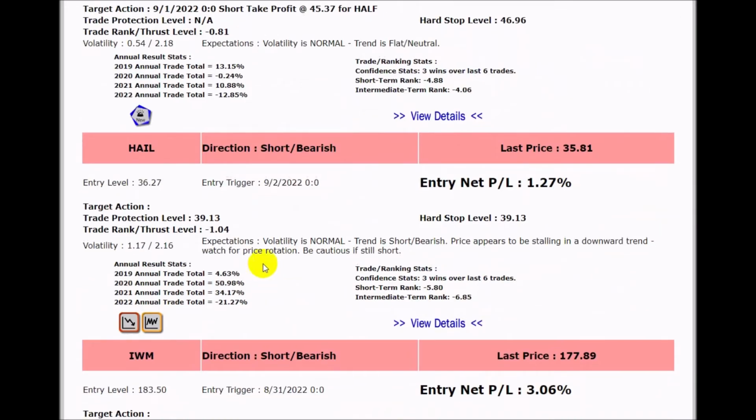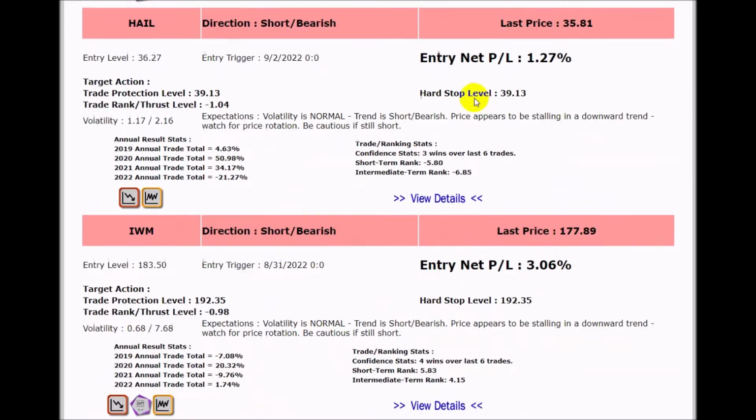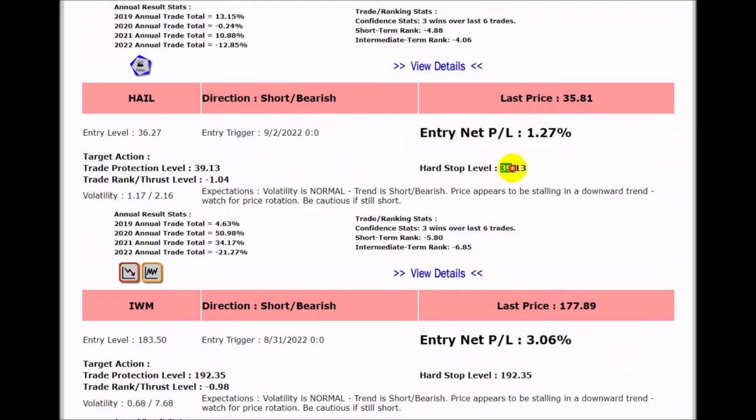When we get into a scenario where we have a hard stop, let's come down here. This is fine, 39.13. This is an actual physical hard stop right now. So this means that we would have an active stop level for 100% of the position at 39.13, and we would be watching for the next target action to take place.